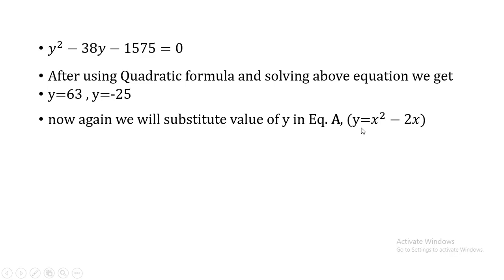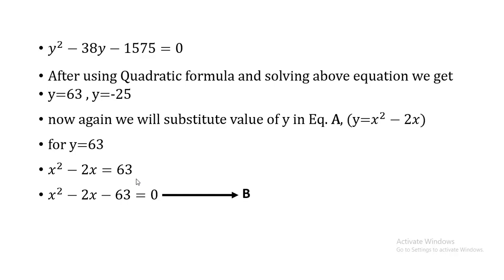Now equation A, as you remember, is y equals x square minus 2x. First of all we are taking y equals 63, and I have substituted y equals 63 in equation A. Here you can see x square minus 2x equals 63, and there you go, x square minus 2x minus 63 equals 0. Now this is a quadratic equation, so we are going to solve it. First of all I've named it as my equation B. I can solve it either by using factorization, perfect square, or the quadratic formula.